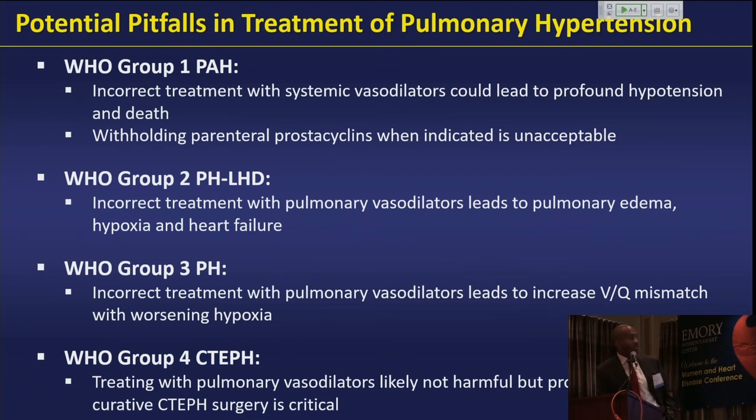For group 4 patients, treating with pulmonary vasodilators is actually not recommended. It may not be harmful. However, prompt referral to get CTEPH surgery, or evaluation for CTEPH surgery, or putting them on riociguat is very important.